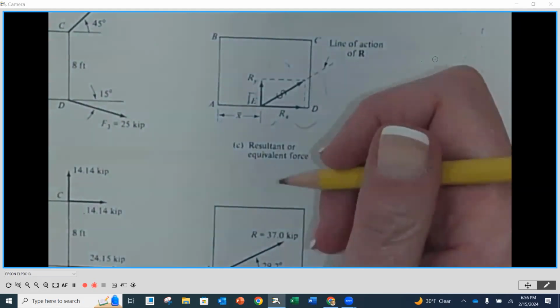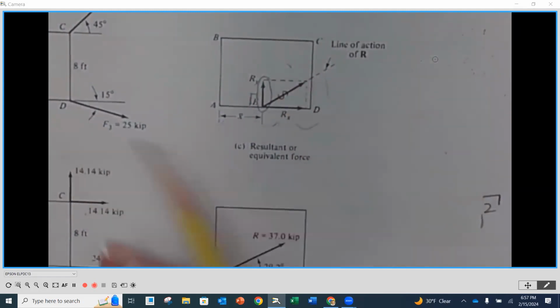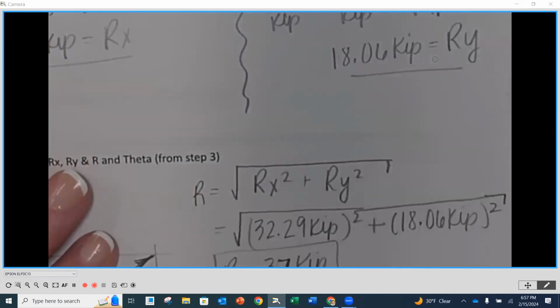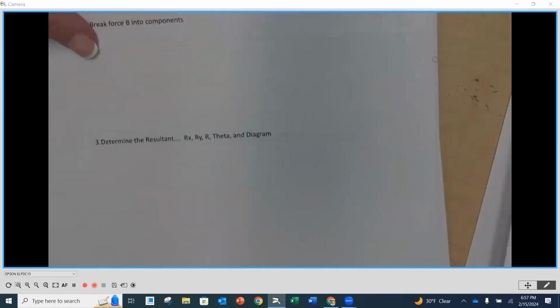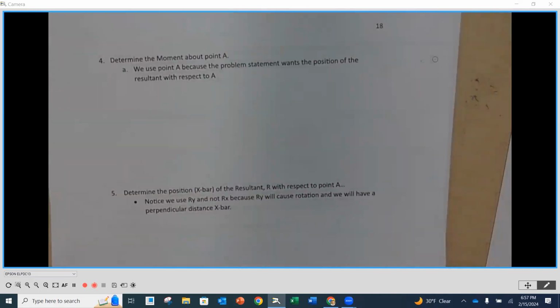But here we're seeing why we need to do that. So to place the X bar, we're going to be using that RY component. Now, we need to know the total moment that those separate forces create. So that's going to be our next step before we can figure out that X bar. So turning over, we're going to determine the moment about point A. We are going to use point A because the problem statement tells us to. You technically may have a different point you'd be interested in, but for this problem, we're going to use that.